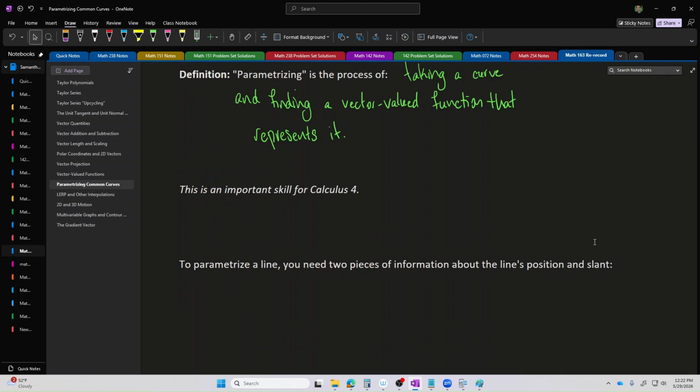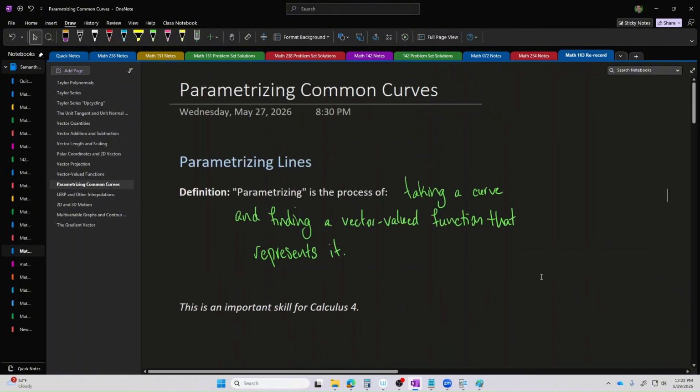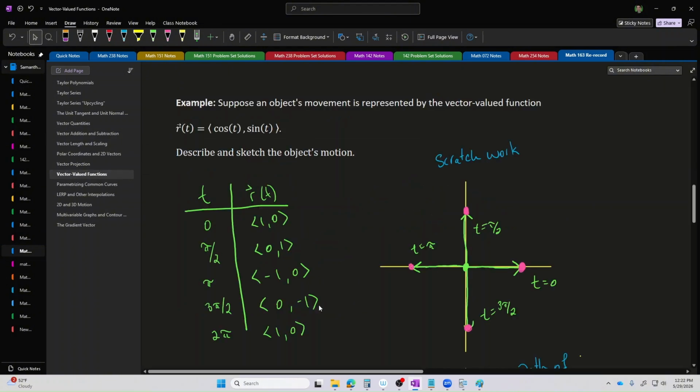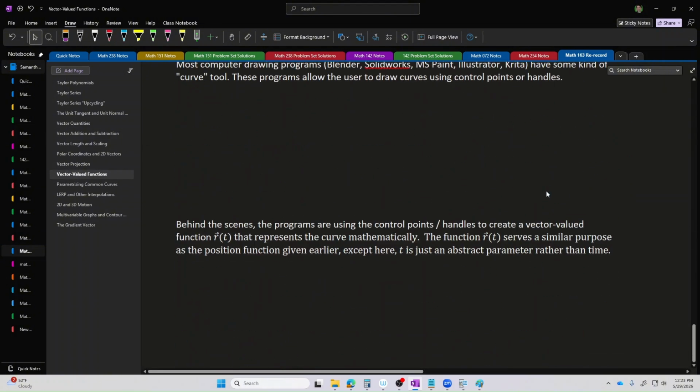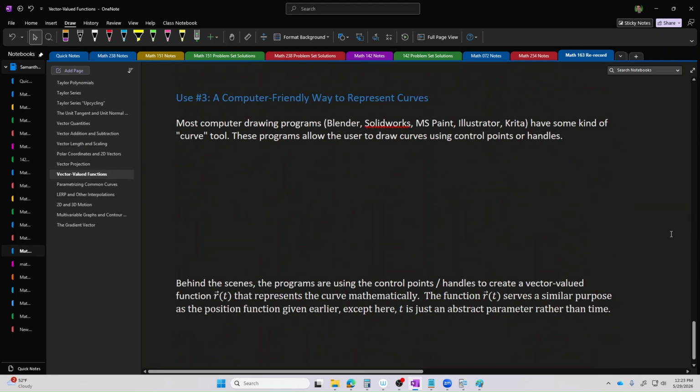Now, parameterizing any and every curve is a very difficult and challenging problem, far beyond the scope of this class. If you want to learn how to take an arbitrary curve and represent that using a vector valued function, that's the kind of thing that's taught in an advanced computer graphics class. Because, for example, that's the kind of thing that you have to figure out if you're making an art program like Paint, Illustrator, Krita, SolidWorks, or Blender.